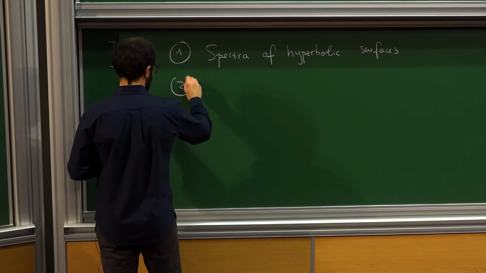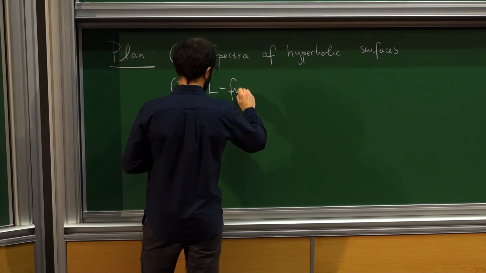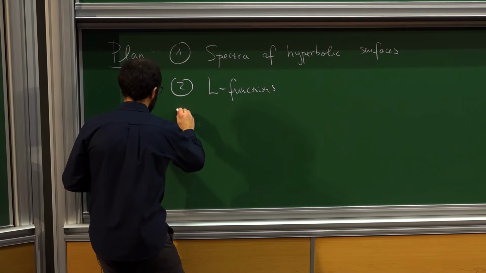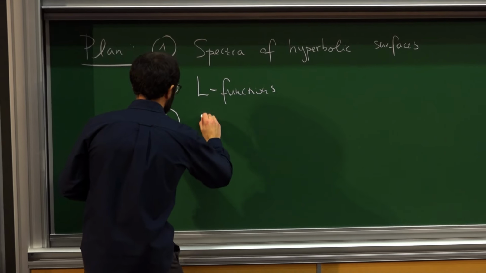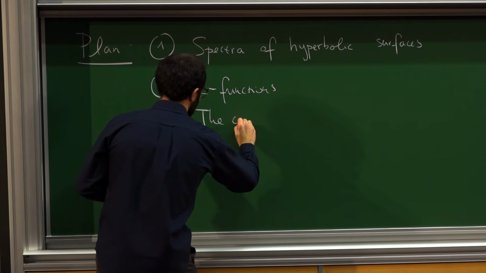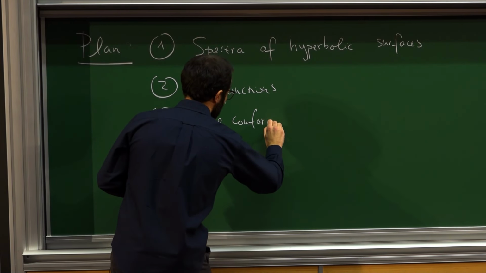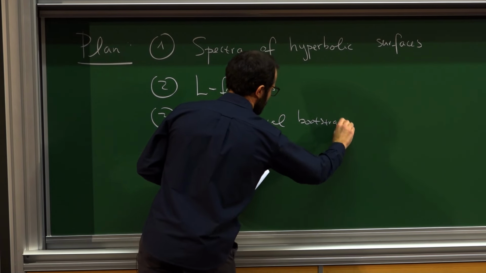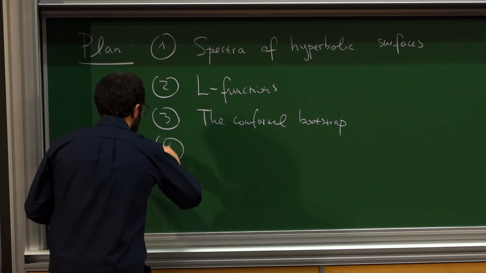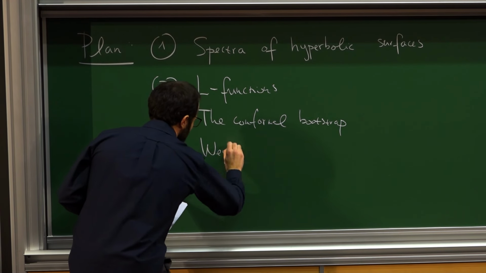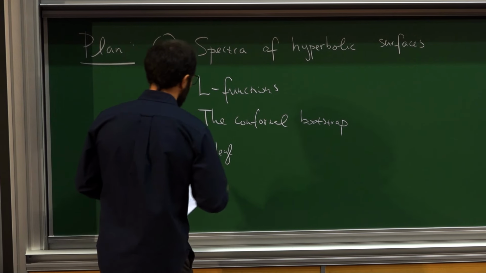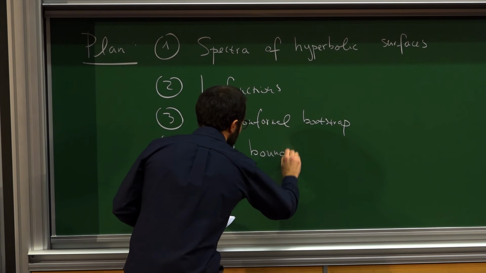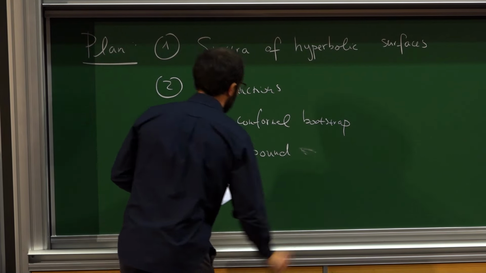Then in the second part, I'll review what I'll need to explain about L functions. So hopefully this will take about an hour. Then I'll explain the conformal bootstrap method as applied to this problem. And then finally, I'll explain how we use the conformal bootstrap method to prove this state-of-the-art result on L functions, which is a bound on the triple product L functions.